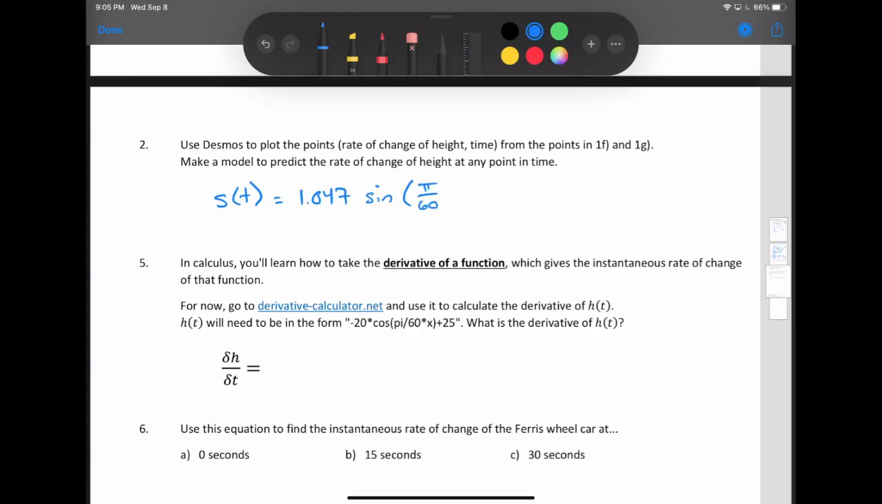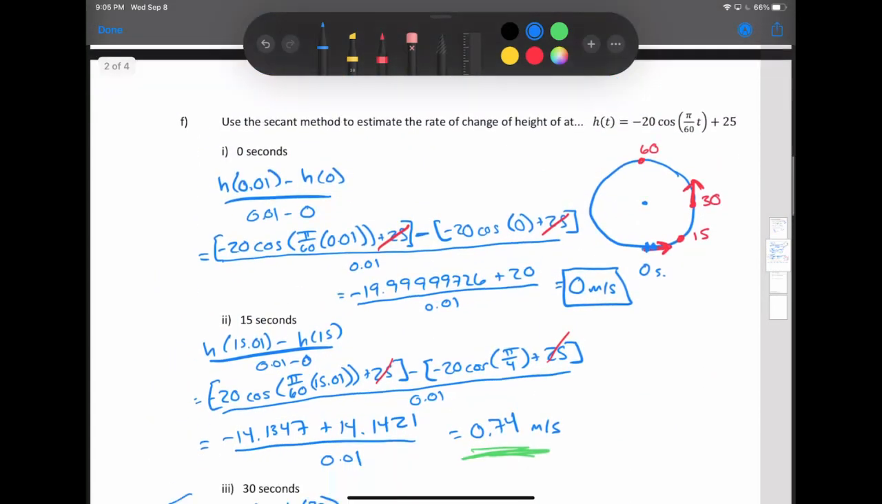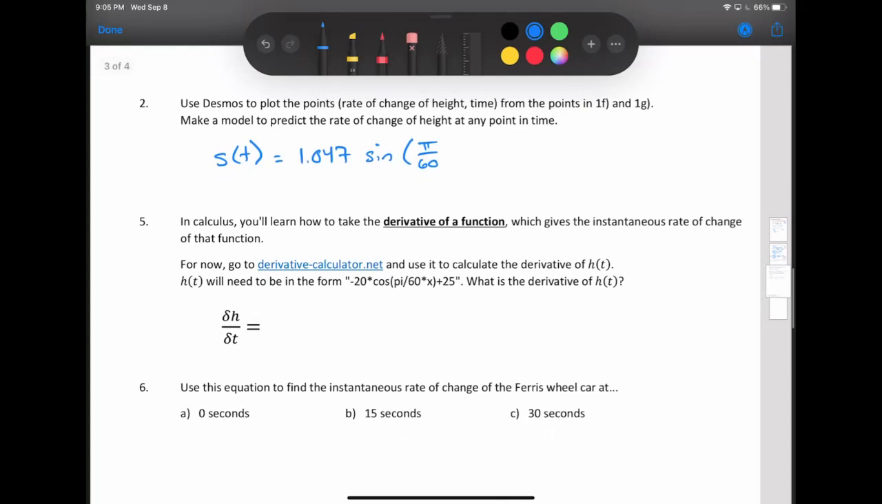Wait a second. Pi over 60 is exactly what we had for our original function period, which makes sense. It should have the same period. It's repeating every 120 seconds, just like it did before. We had no phase shift, so we're good to go. There is our model. So now, without having to do a long, tedious calculation, I could plug in any time I wanted. I could plug in 5 seconds, 8 seconds, and very quickly get out what the rate of change of height will be. That is pretty cool.